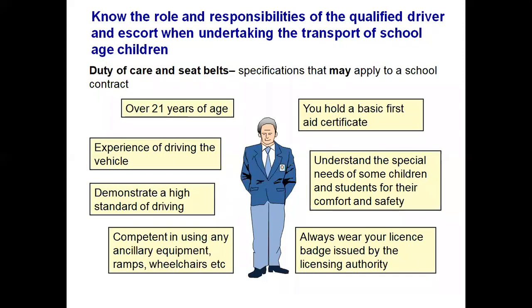Whilst the local authority may put certain restrictions on you when you're applying for your driver's license, i.e. your taxi or private hire license, the LEA may put other restrictions on it too. So I'll give you some examples that the LEA might do. You might have to be a certain age, over 21, over 25, for instance. You may need to go on a basic first aid course, and your assistant may need to go on a basic first aid course too.